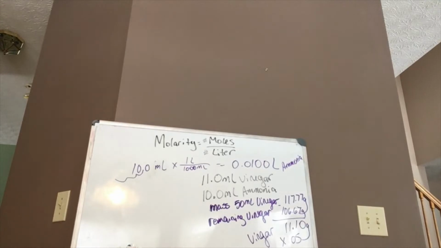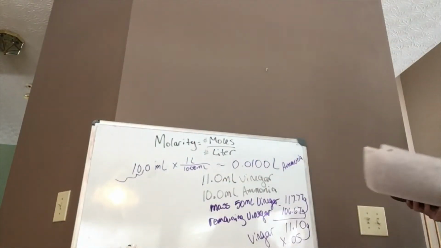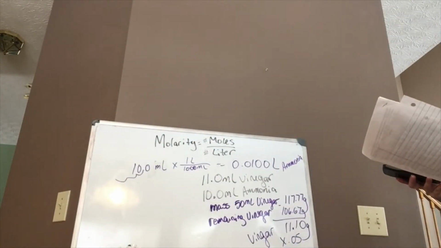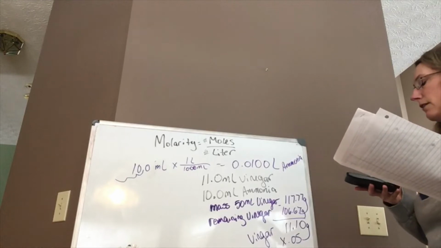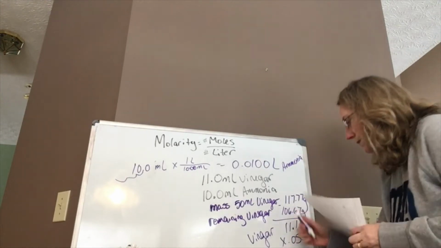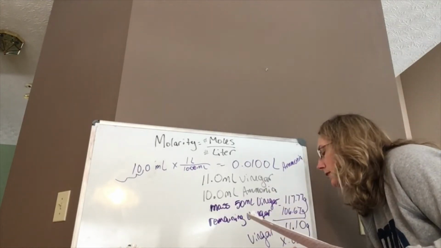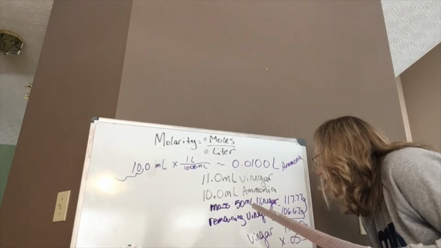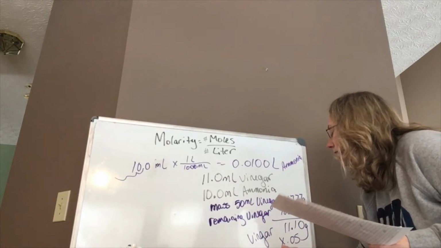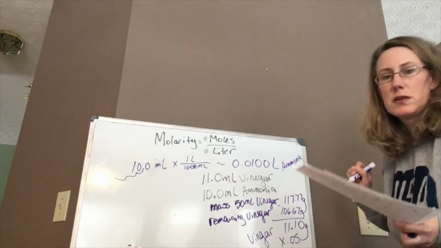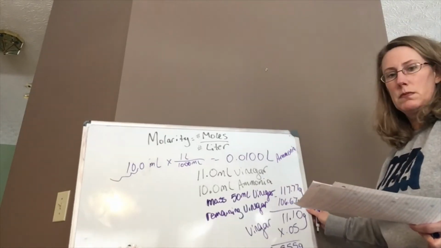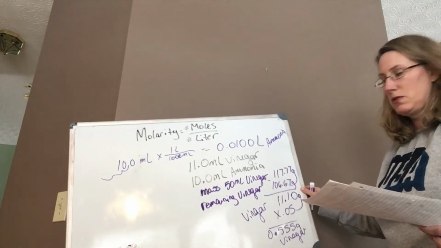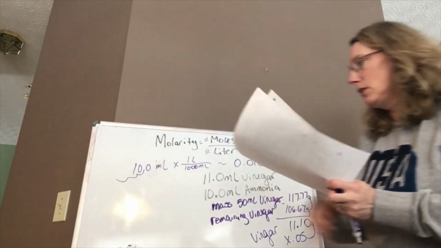I'm gonna cheat and get my cup. 11.1 times 0.05. So we have 0.555 grams of vinegar. 0.555. People can see that, maybe. 0.555 grams of vinegar.